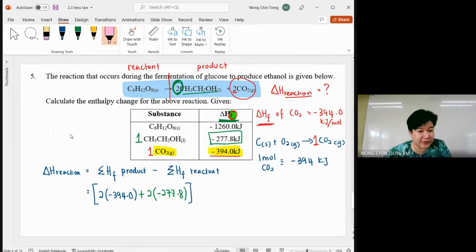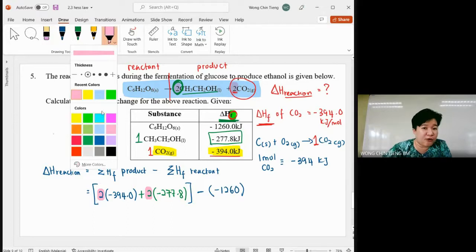Okay, benda baru, sebab kita tak bermain dengan 1 mole. Kita bermain dengan 2 mole sekarang. So, kamu kena nampak bila masa nak darab 2. And reactant senanglah, kita bagi bernafas sikit. Reactant, kita hanya ambil terus negatif 1260.